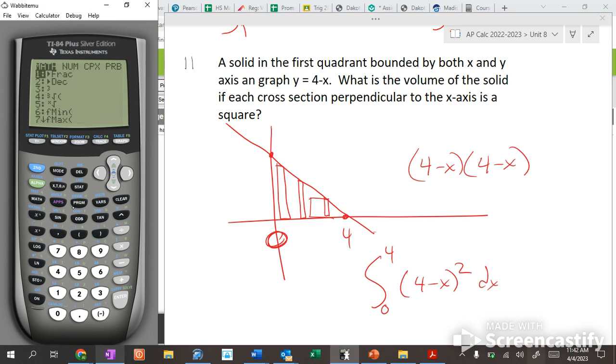So then, math 9. From 0 to 4 of 4 minus x squared. I might have to put in another parentheses here to make it work.